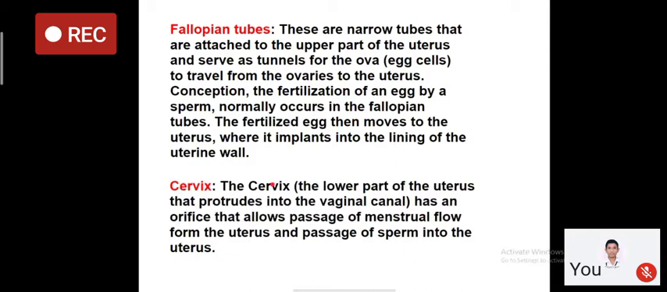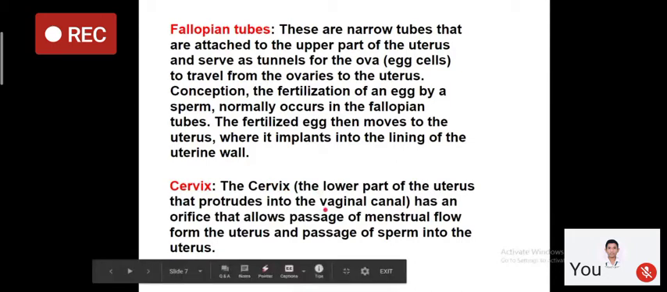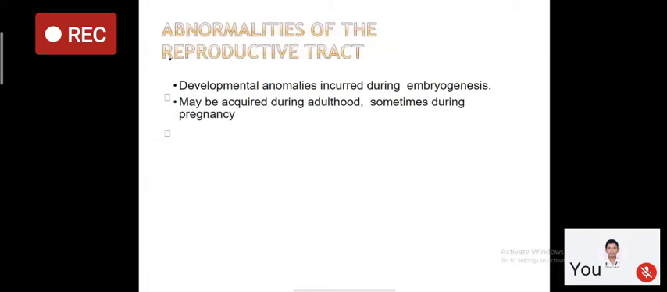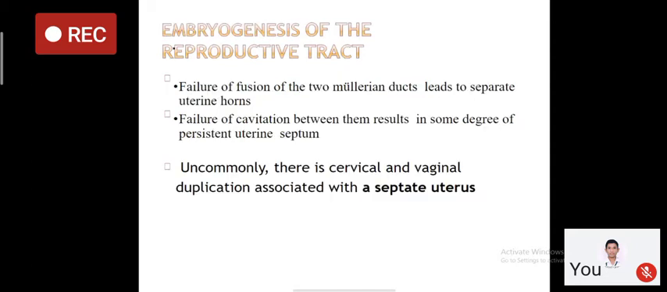Cervix. The cervix is the lower part of the uterus that opens into the vaginal canal and has an orifice that allows passage of the menstrual flow from the uterus and passage of sperm into the uterus. So, what are the abnormalities of the reproductive tract? Developmental anomalies, including during embryogenesis, may be acquired during adulthood, sometimes during pregnancy. These are the abnormalities of the reproductive tract.